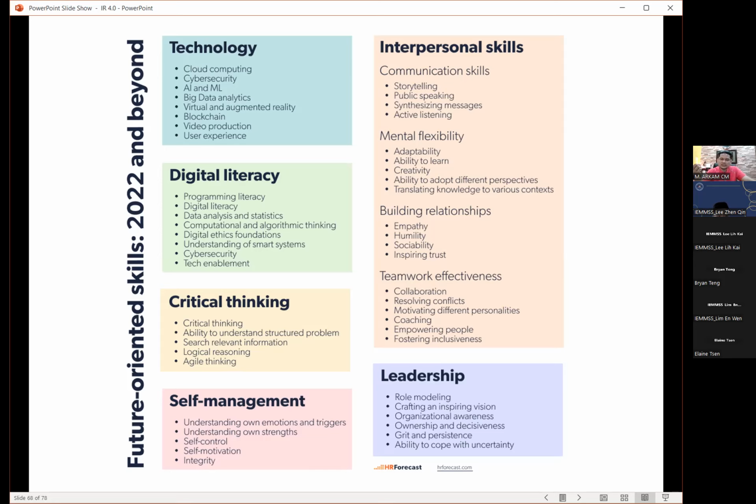The communication skills, how you storytell, how you tell things from the beginning up to the end. So you need to understand the flow of knowledge profiling, how you want to transfer your understanding to others by having this storytelling skill. Public speaking, how you want to be in public, to talk in front of the public is very important. Synthesizing messages, how you synthesize the message while having the communication. Then you become an active listener.